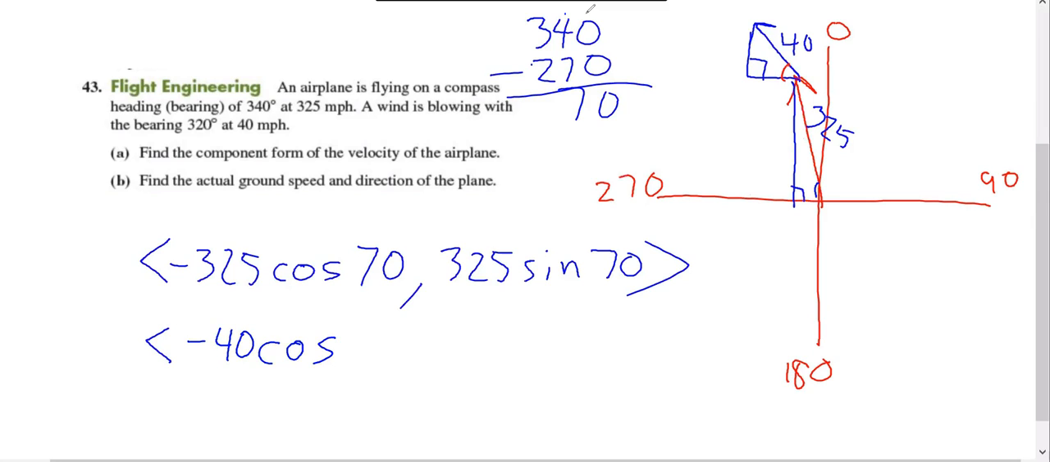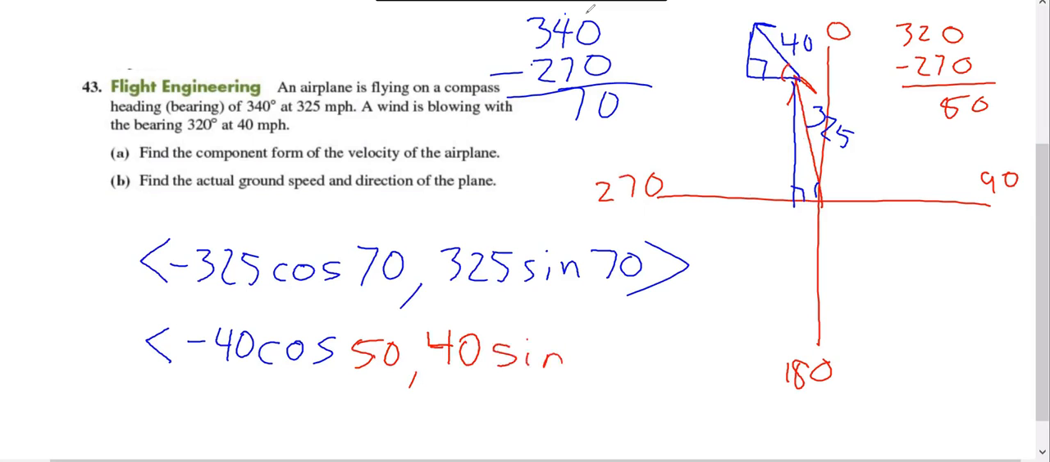And inside that triangle, there's a little angle right there. That'd be 320 take away 270. So what's that, 50? Yeah. Okay, so that'd be 50. And then positive 40 sine 50. So all you have to do is add these two vectors together.